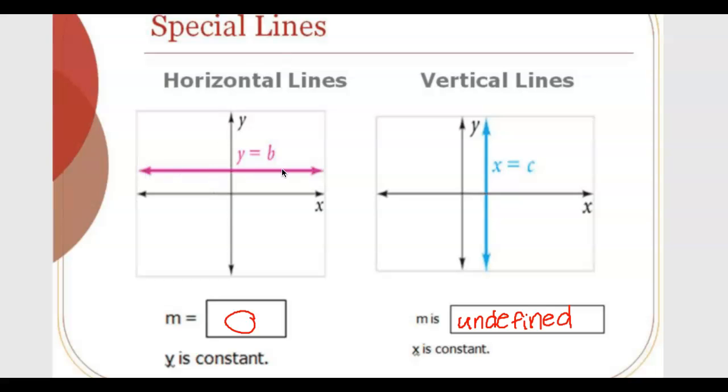So here, y is equal to b, because every y value on that line is the value of b. This is x equals c because every x value on that line is equal to c. So what that means is you have points like c comma 1, c comma 2, c comma 3, etc.